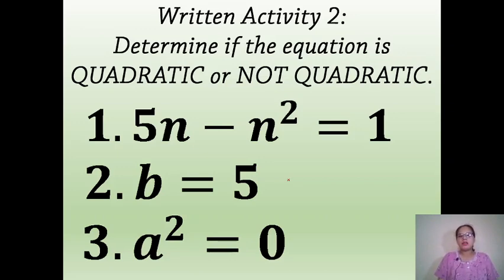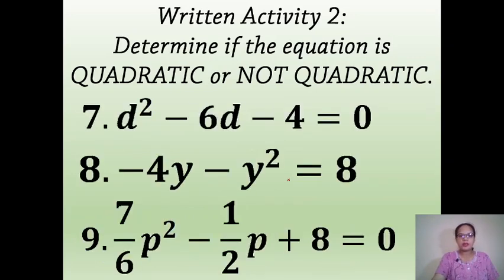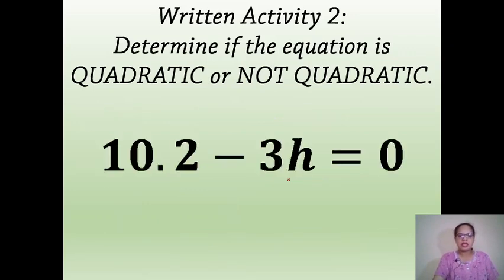So 5n minus n squared equals 1, b equals 5, a squared equals 0, and we have 10 equals b squared, 0 equals b, 5 equals 7u minus u squared, d squared minus 6d minus 4 equals 0. Negative 4y minus y squared equals 8. 6p squared minus 1/2 p plus 8 equals 0. And lastly, the last item, 2 minus 3h equals 0.